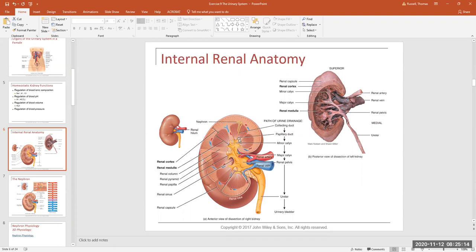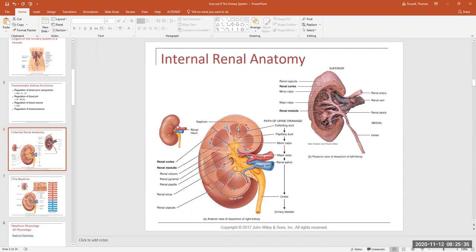So urine is going to flow from the minor calyx into a major calyx into the renal pelvis, and from the renal pelvis into this tube, the ureter. The ureter has the job of carrying the urine down to the urinary bladder, where it's stored until you go to the bathroom.